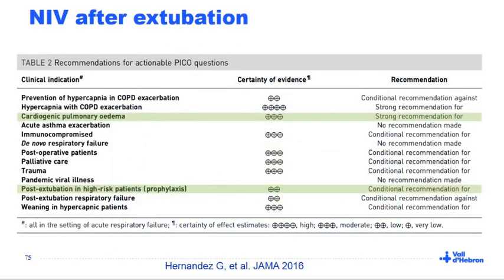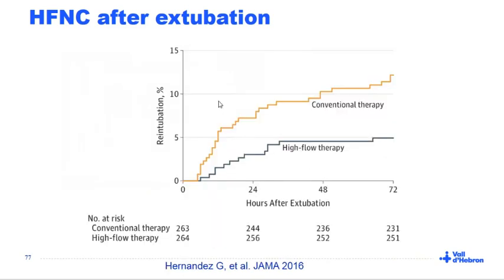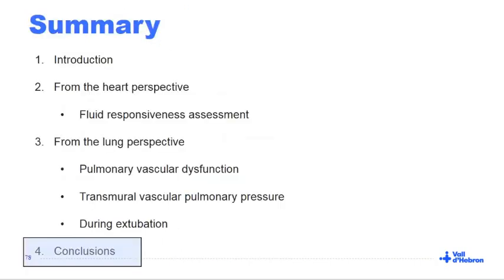And can we do something? If you have cardiogenic pulmonary edema or high-risk patients, maybe NIV would be the best option. But if you want to prevent that, one of the possible options could be high flow, which could be one, at least one of the explanations, because high flow performs better in terms of preventing respiratory failure and reintubation in low risk patients.